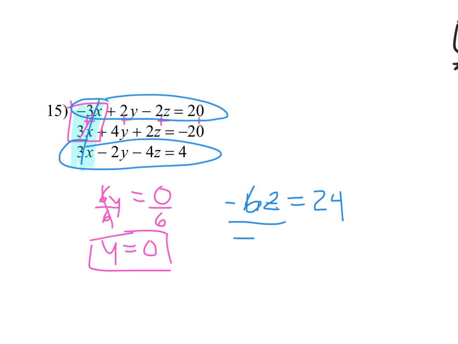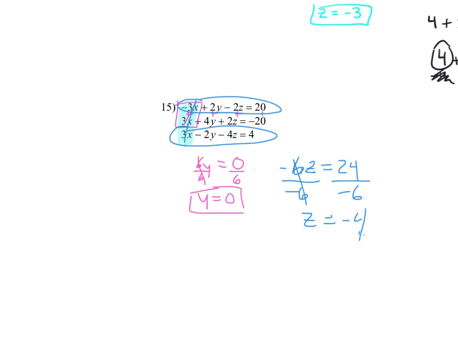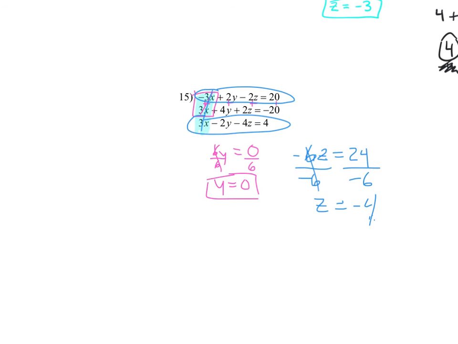What do we need to do to solve for z? Divide by negative 6. So z is equal to what? Negative 4. Perfect. Now what do we need to do to find x? We plug both of them in. Awesome.